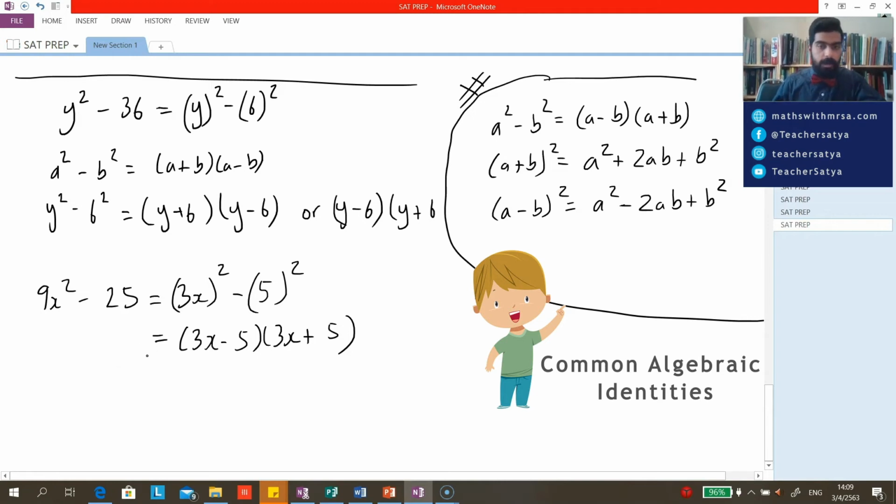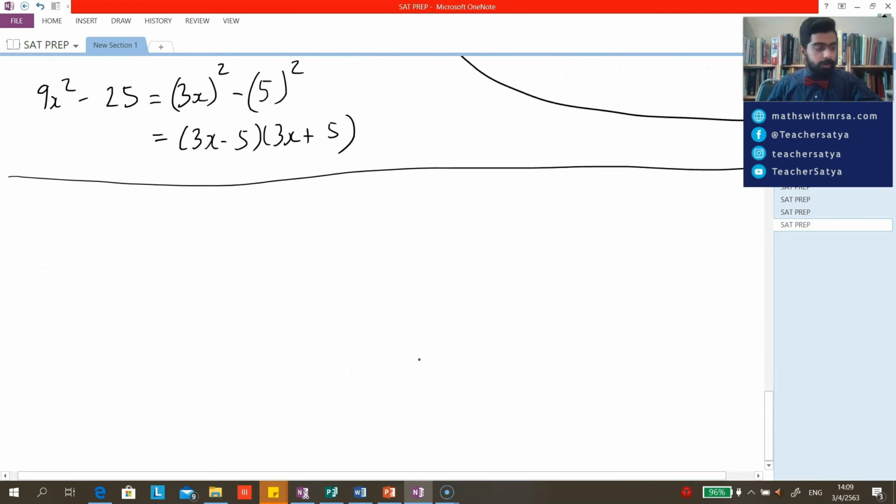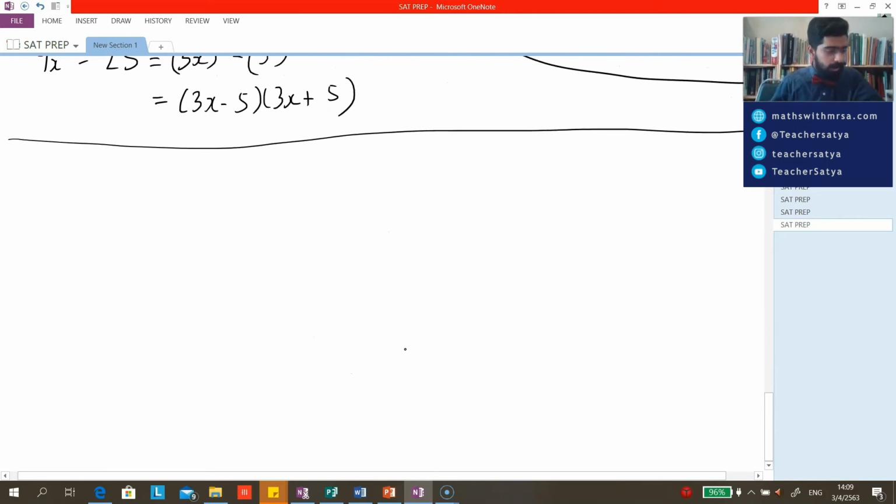Now let us solve. Let's use some of the above mentioned algebraic identities and solve some questions. Let me see where I have. So let's say I have, here we go. Here is a good example. So I have x squared minus 2xy plus y squared is equal to 121.